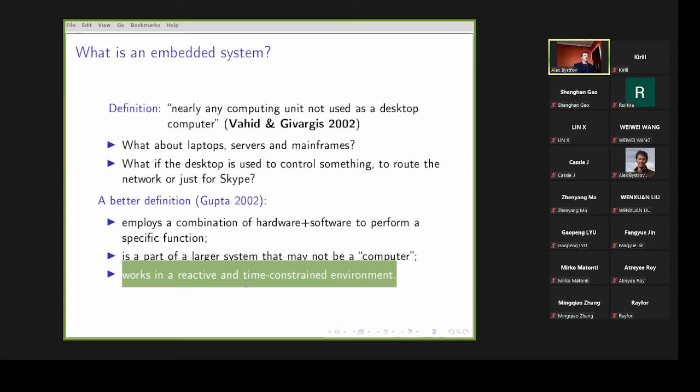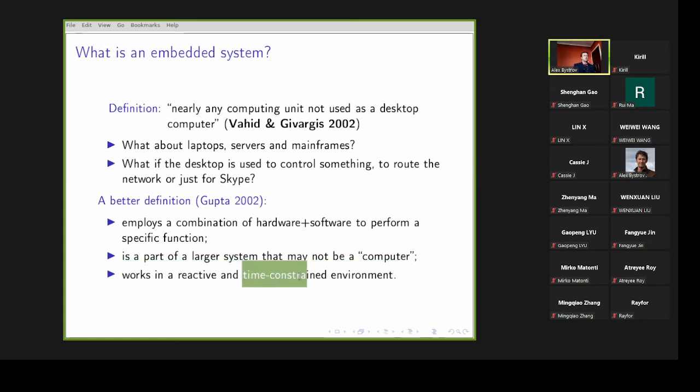And this response should happen in a timely manner. So we are getting those real-time requirements. So we need to respond before the deadline. So it's real-time, a time-constrained environment. So it is a very, very good definition.